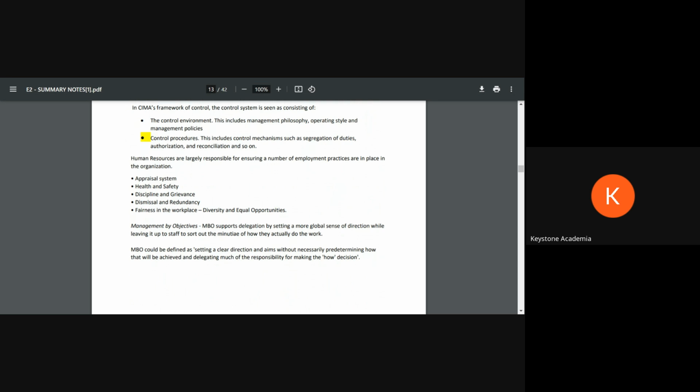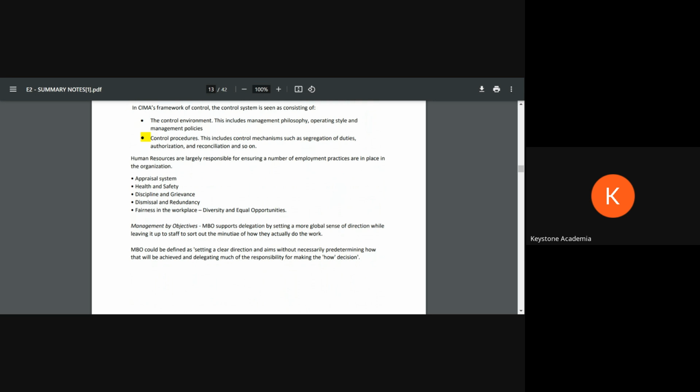Okay. Next is dismissal and redundancy. So HR managers, the process of ending an employment, it doesn't matter whether it is due to poor performance or due to misconduct or due to organizational change. This is like overseeing a landing when an employee-employer relationship must end.